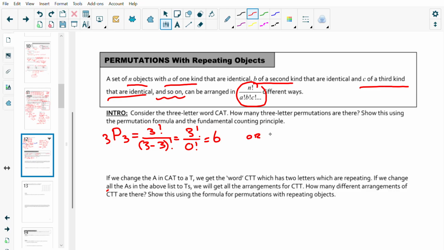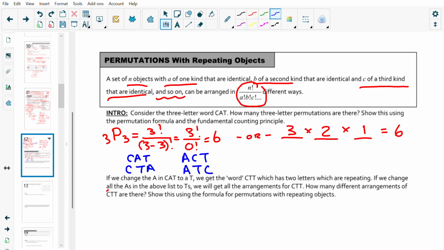Or fundamental counting principle. First letter, 3 choices, times second letter, I have 2 left. I don't want repeats, right? No repeating the letters. Times 1, I get 6 ways. So I have CAT, CTA, ACT, ATC, TCA, and TAC. Those are the 6 ways.